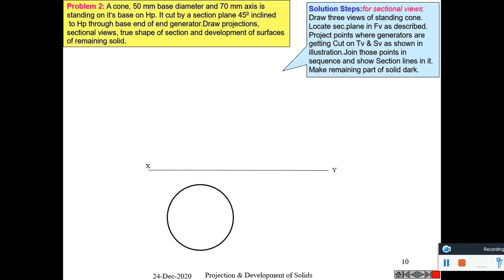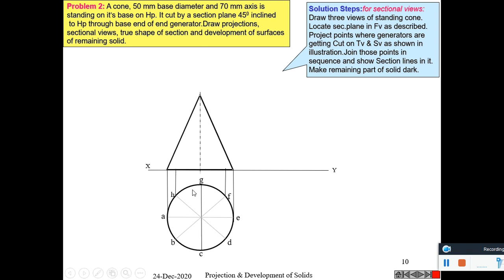So first of all, draw the top view, divide it into 8 equal divisions. If you divide it into 12 equal divisions, we get more points for plotting. It is better to divide it into 12 divisions and draw. Here it is divided into 8 equal divisions. It is projected upwards and these generators are drawn.